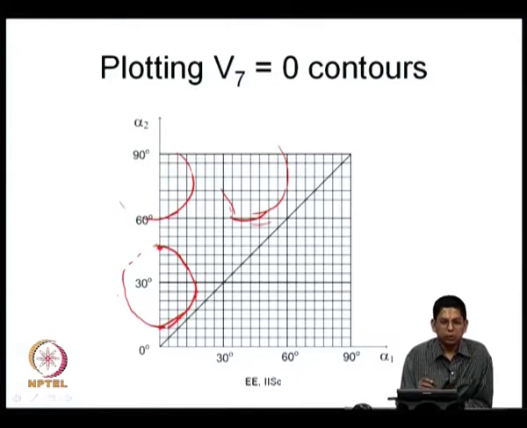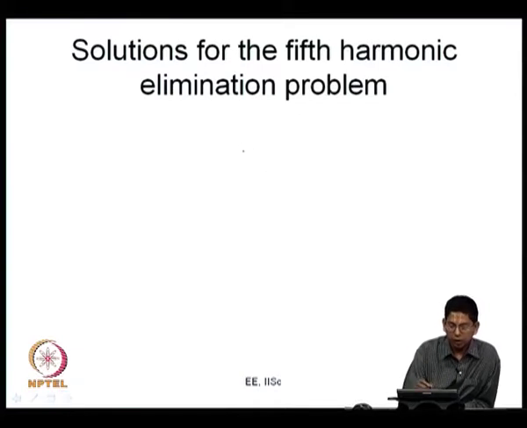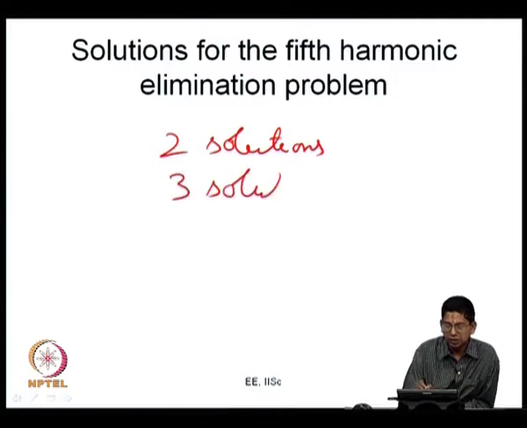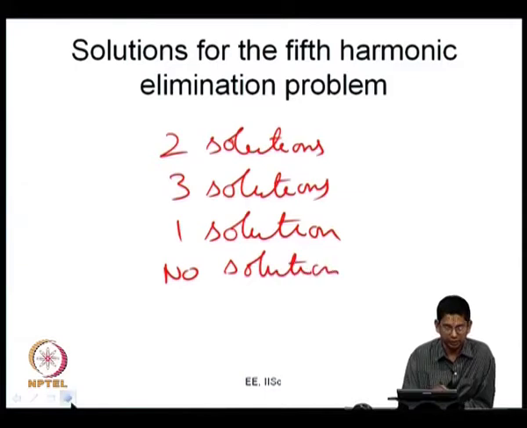Is it okay? So, you can very easily come up with these points, and at least roughly you can come up with what you want to say. As I said about the 5th harmonic, it is also about the 7th harmonic elimination problem. Here again there are 2 solutions, you can have 3 solutions in some other range, you may have only 1 solution in some range, and you may have no solution in some other range. It is possible for you to find out what these ranges are.